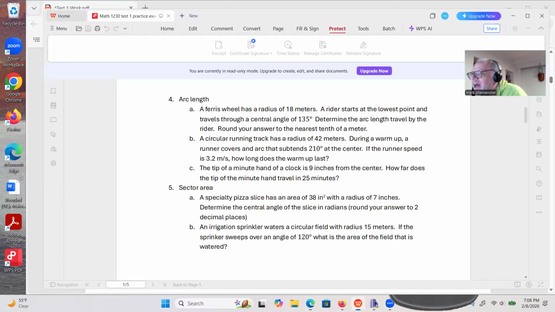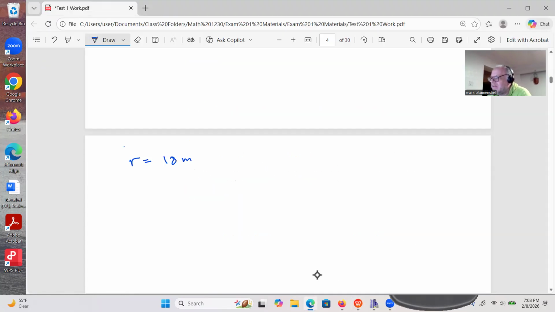Okay, where were we? And let's see, the rider starts at the lowest point and travels through a central angle of 135 degrees. So we have 135 degrees, and they want to know what is the arc length? How long did the person travel? So we have to go back and say S is equal to R theta. However, theta has to be in radian measure. So the first thing we have to do is convert 135 degrees into radians.